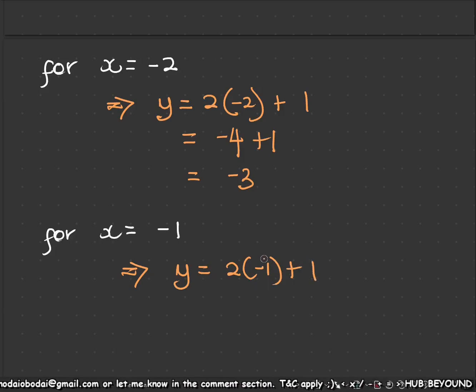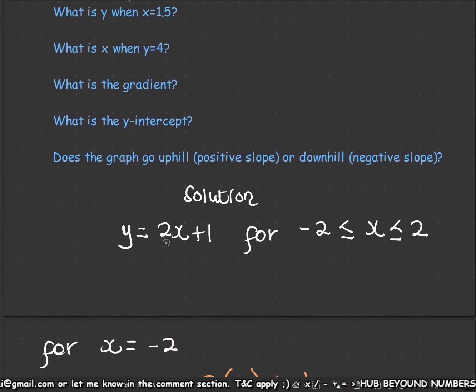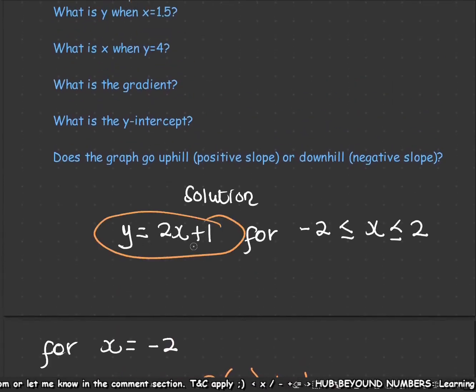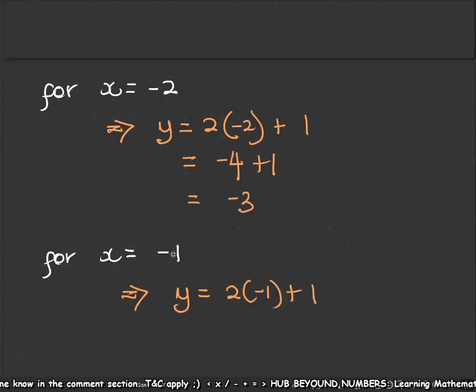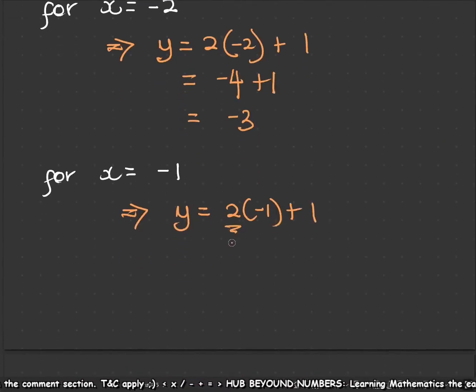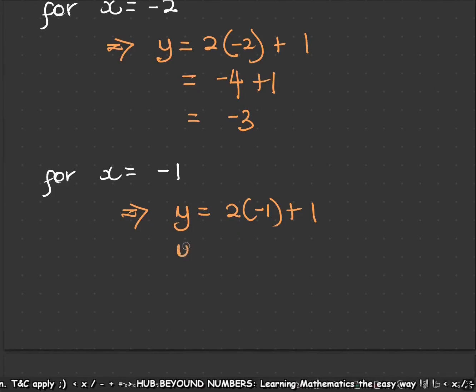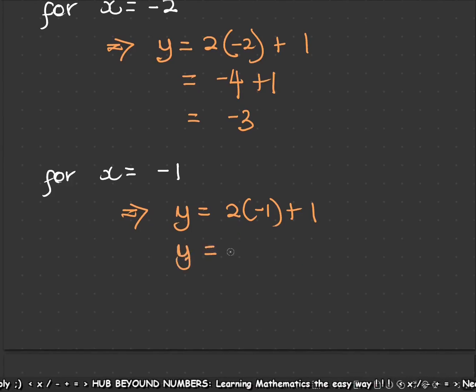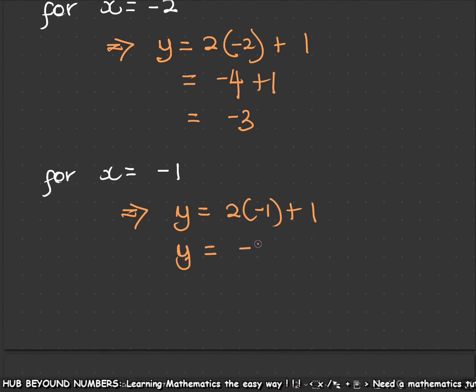Remember, we are using the equation of the line, which says y is equal to 2x plus 1. That is why we are getting this 2 over here. If you evaluate all this, you get -1. So you have to do the same thing for all your values.